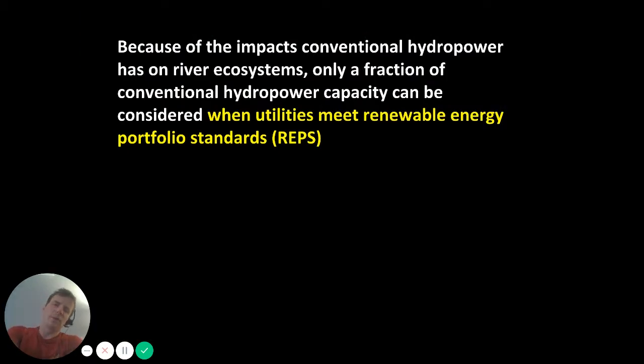So because of all the impacts of conventional hydropower on river ecosystems, when we think about using hydropower to meet, for example, renewable energy mandates like portfolio standards, typically most states will only allow a small fraction of conventional hydropower capacity to be considered. So if the state of Oregon says we want to meet 30% of our generation or electricity demand with renewable energy, they may count 10% of the state's hydropower capacity towards that goal.